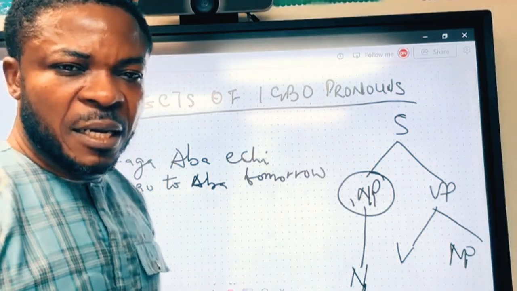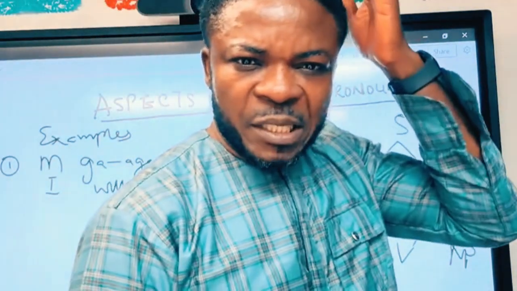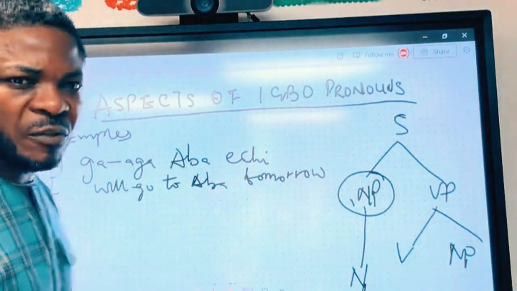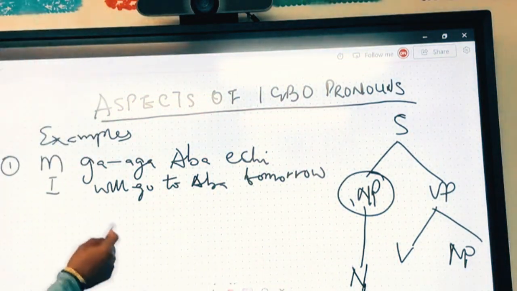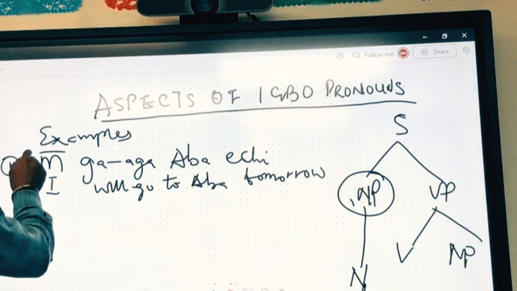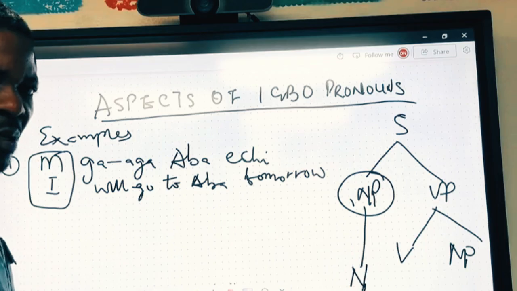Ngaga aba echi, okay? One pronoun is found here, which is m, or I in English, okay?